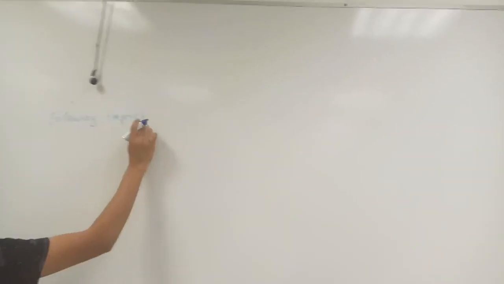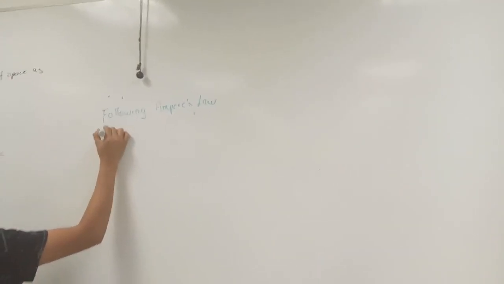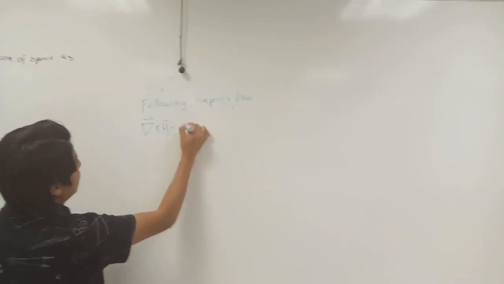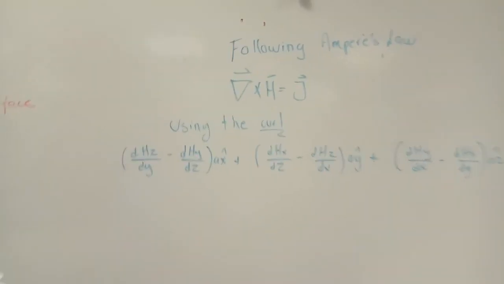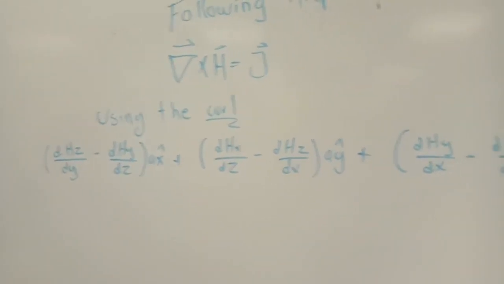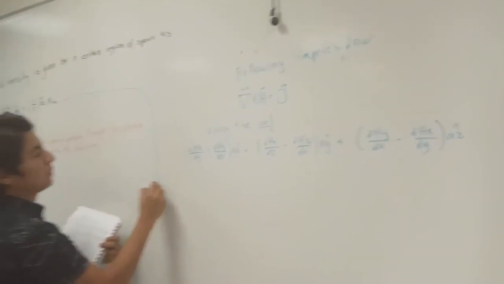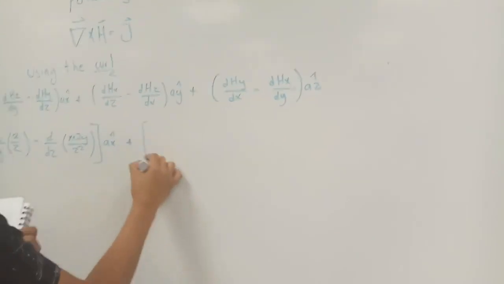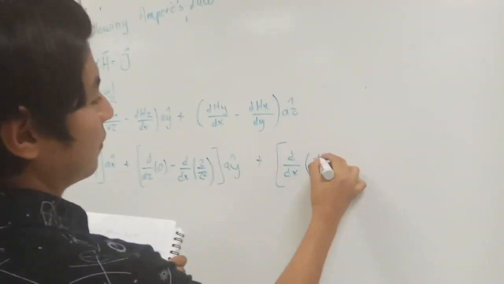So Faraday's law says a changing magnetic field in time produces a perpendicular electric field whose polarity opposes the original field. And this means that nabla cross H is equal to J. For this we use the curl, and we're given a formula that is actually the curl, as you can see on the screen. Now we're going to substitute values from the given H, and using the curl we put all these values into this formula.